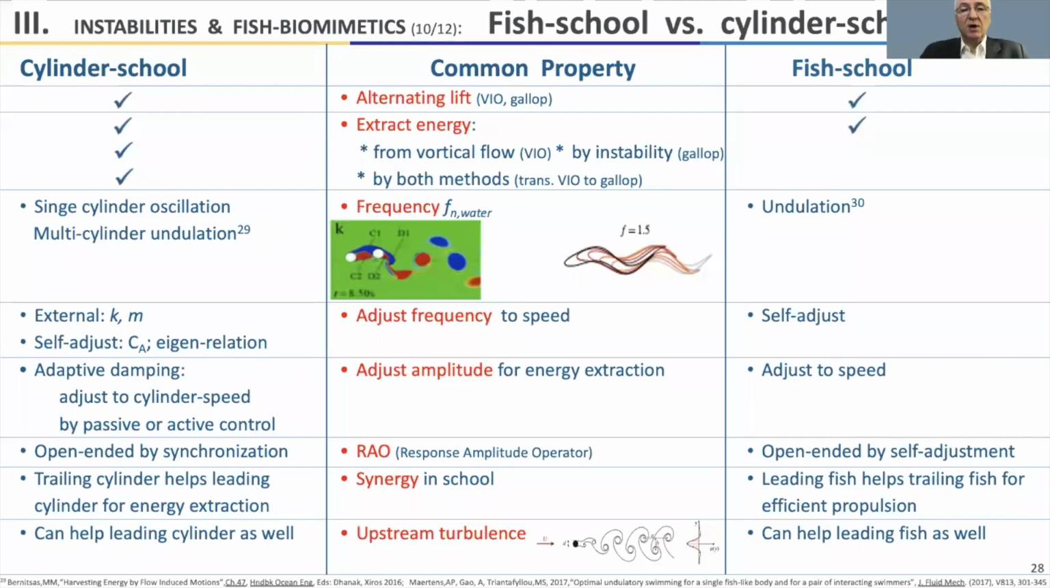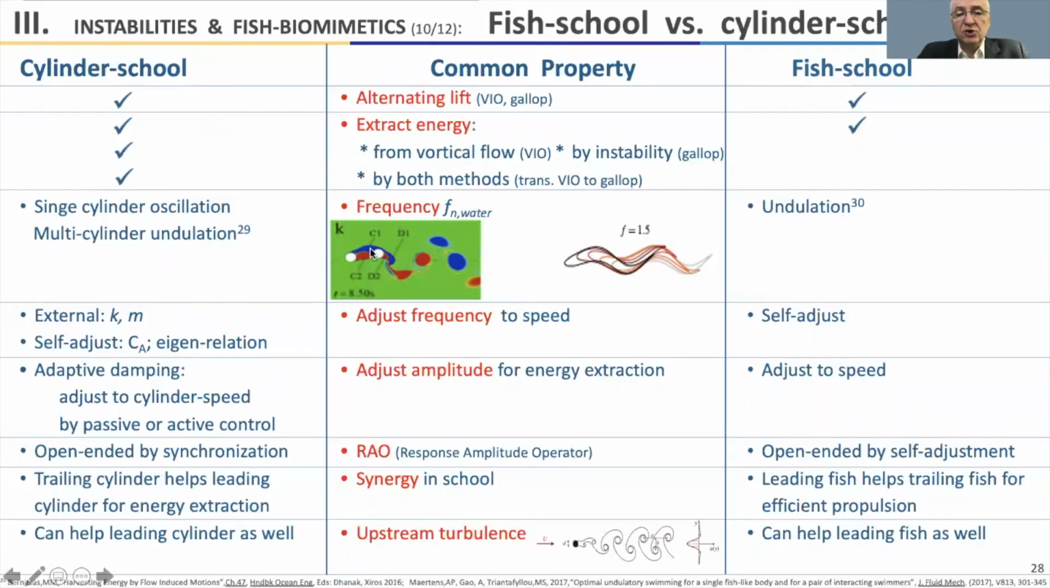Okay. Now let's talk about some of the common properties and differences between fish schools and cylinder schools. Alternating lift. Definitely fish, that's the way they move efficiently in water. So do the cylinders extract energy with vortex-induced oscillations or galloping. Fish extract energy from vortical flows, particularly those that are in the rear, not the leading fish in a school. And cylinders do the same thing through vortex-induced vibrations, galloping, or the superposition of the two.